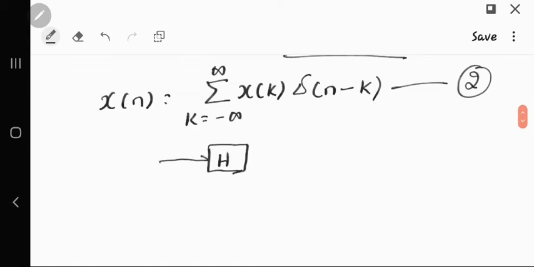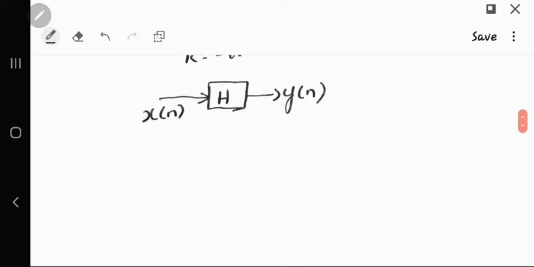Now for this system, if I apply an input signal x of n, you will get an output y of n. Now this y of n is the output of the system, which can also be represented in this way: y of n is equal to h of x of n, because h represents the system operator. Here x of n is the input signal. So this is the signal which has gone through the system to get an output y of n, which possesses some properties of the system.